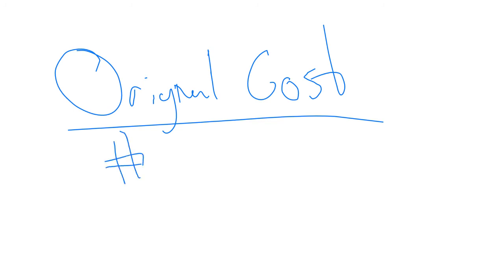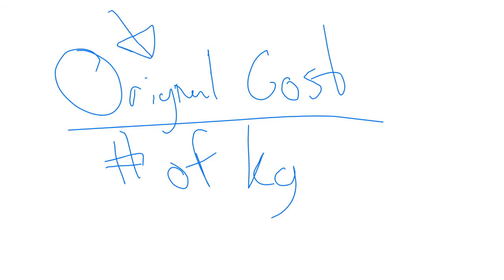So next, we're going to be calculating the cost per kilogram at various stages of preparing our prime rib. And how we do that is we take the original cost and divide by the number of kgs, because we're getting the cost per kilogram. But first, we have to calculate the original cost. So I'm going to share my screen now and show you how to do it.